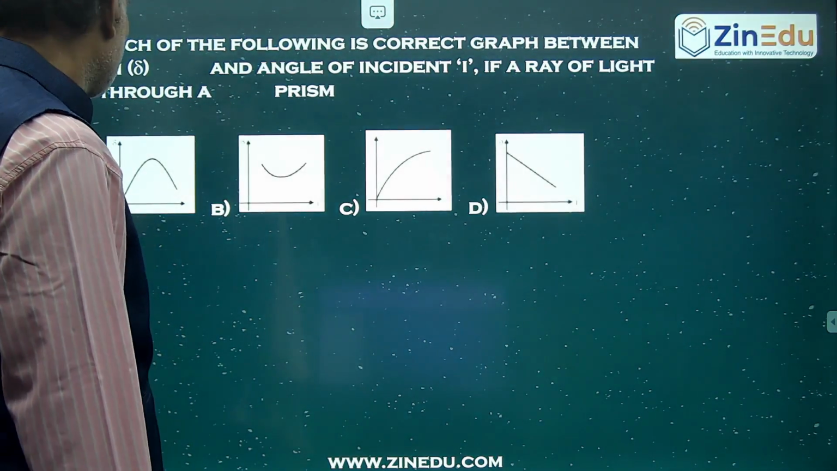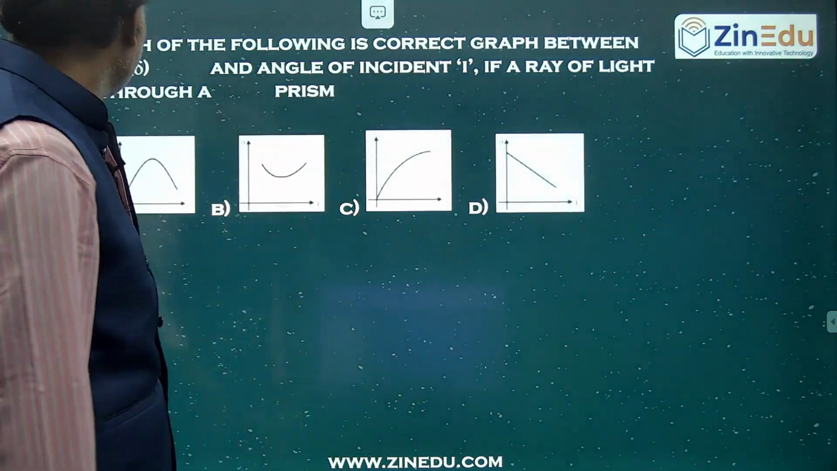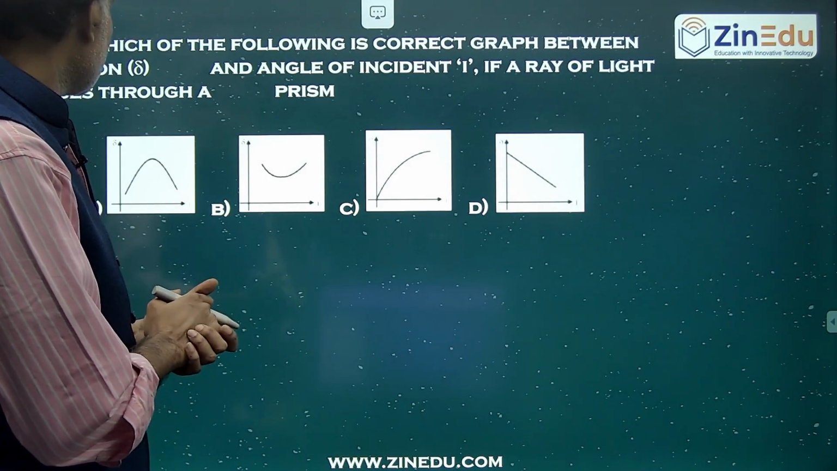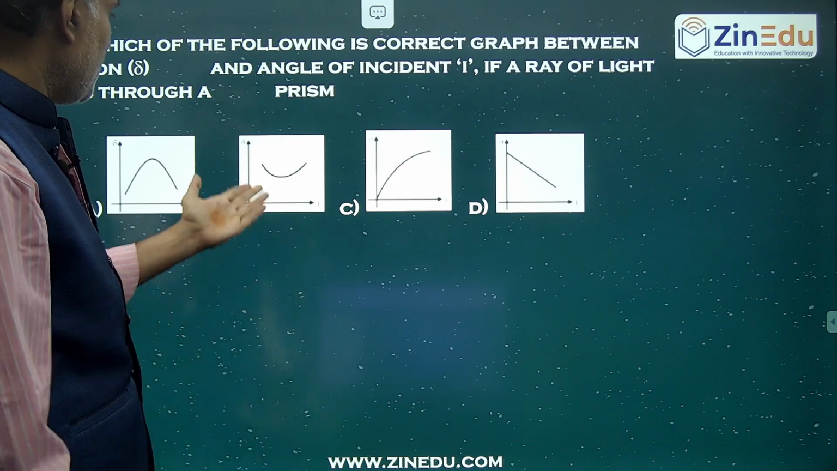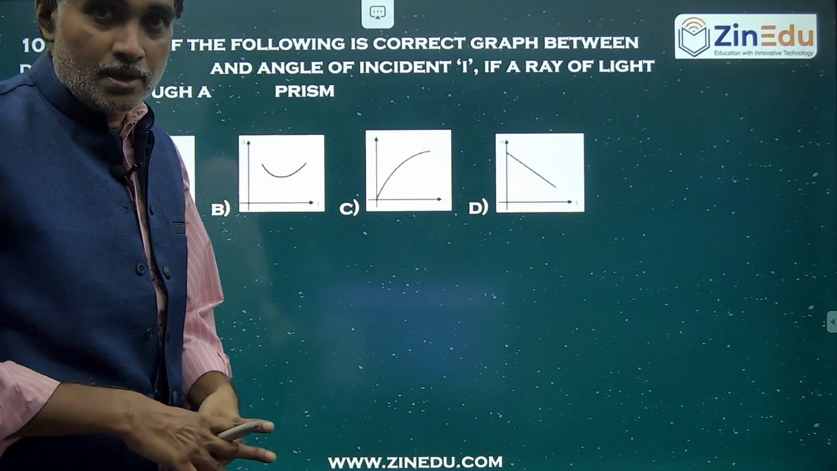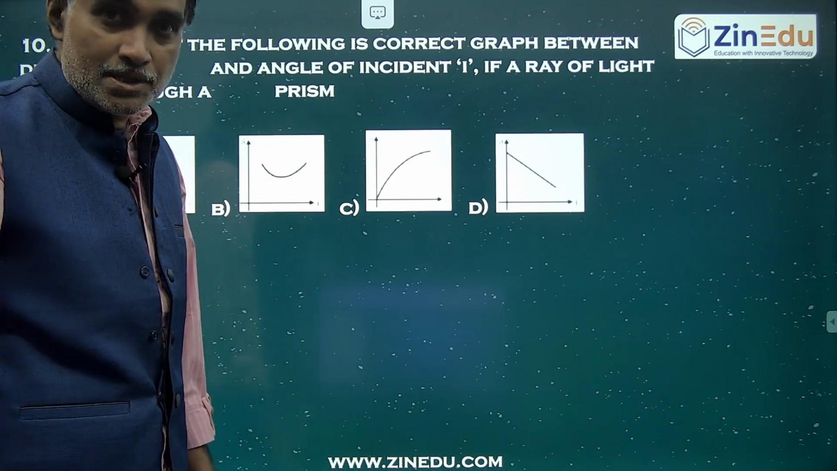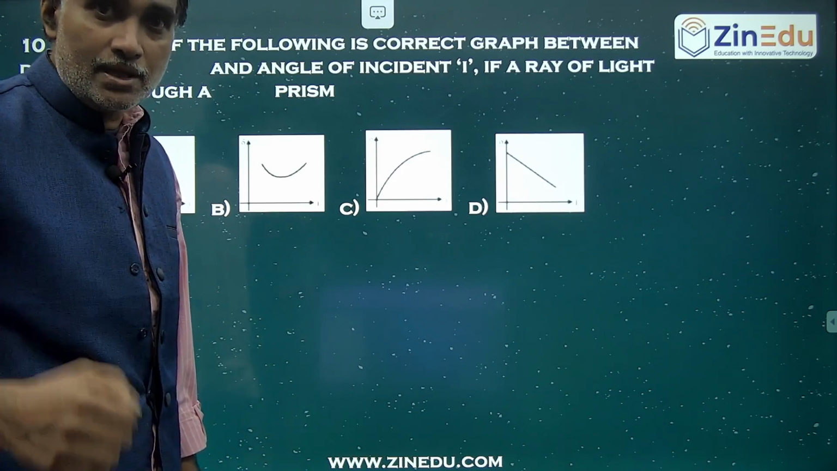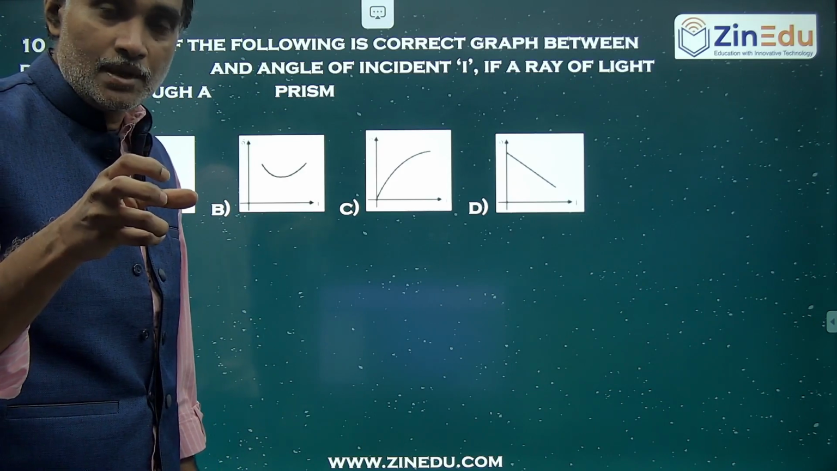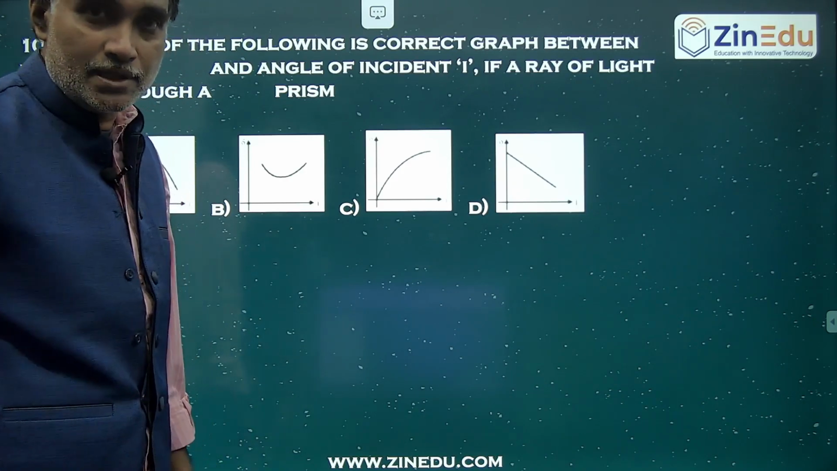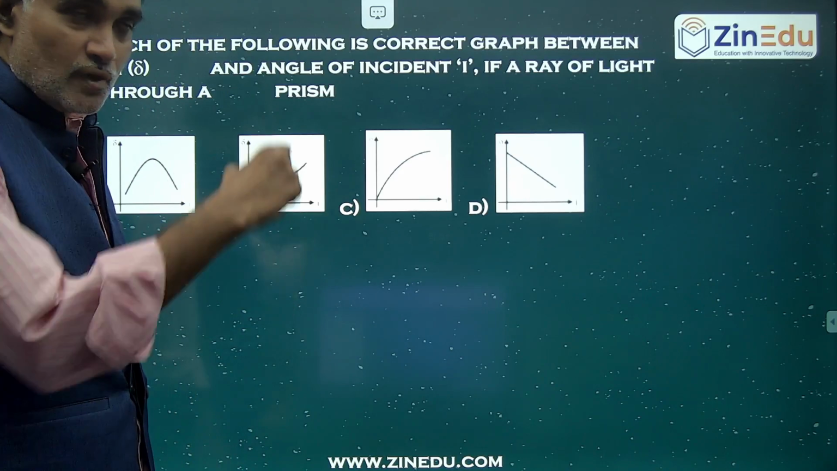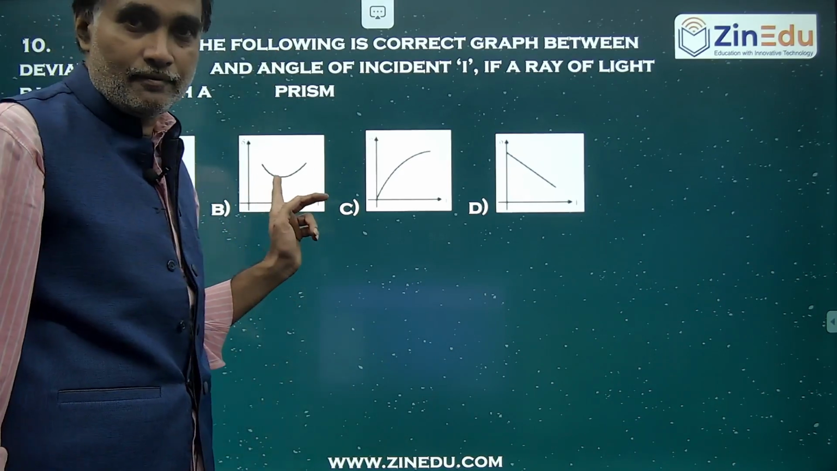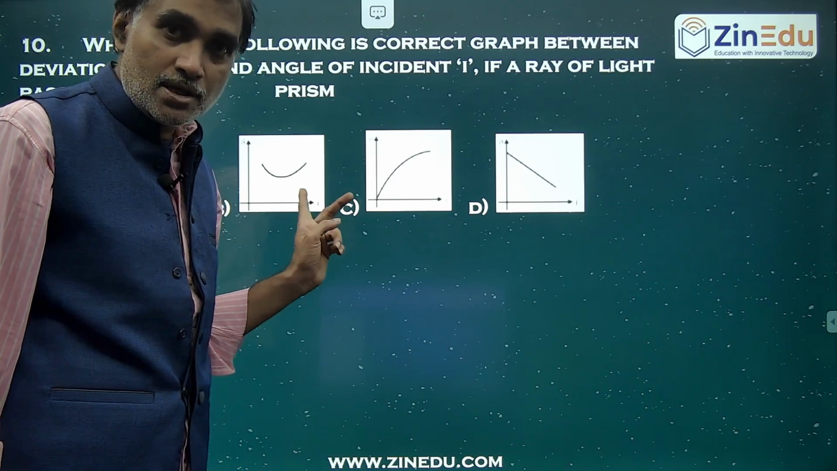Tenth question. Which of the following is the correct graph between delta and angle of incidence i, of light passes through a prism? This is a standard question. Okay. What happens as angle of incidence is increased? Angle of deviation first decreases until i becomes equal to e, where deviation is minimum. Then afterwards, once again you increase the angle of incidence, angle of deviation increases. So first decreases and then increases. But it is not a symmetric curve, not a parabola. Okay, so it is not a symmetric curve.